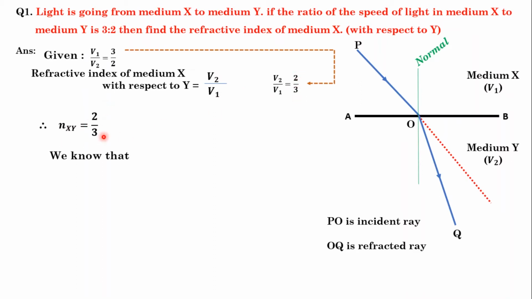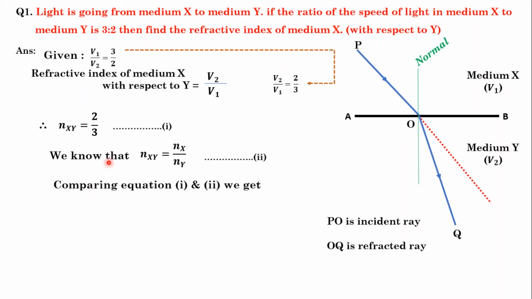Now you might be thinking of a different solution, that we know the refractive index of medium x with respect to y is nx by ny. That formula I have given to you. Let this be equation 1 and this be equation 2, and if we compare these two equations we will get nx equals 2. But this is not the answer. This is completely wrong, because this is not how we compare ratios. Okay, so this is wrong.